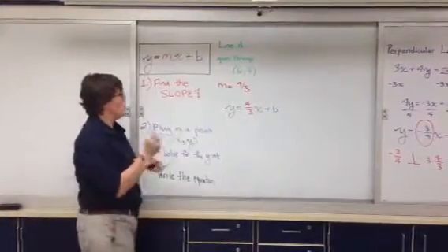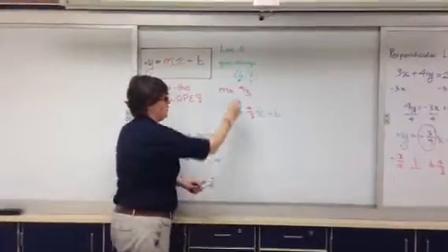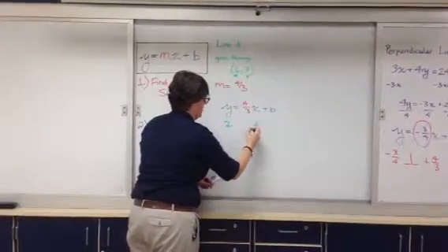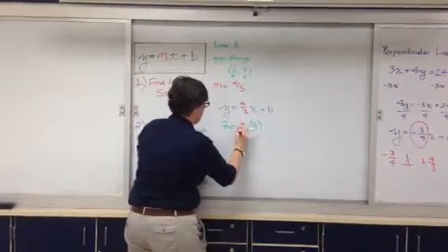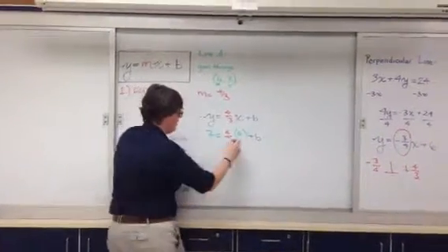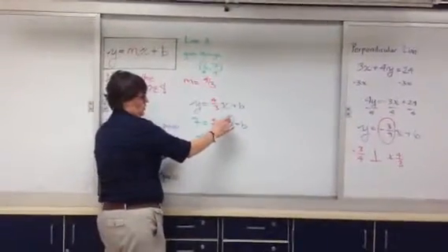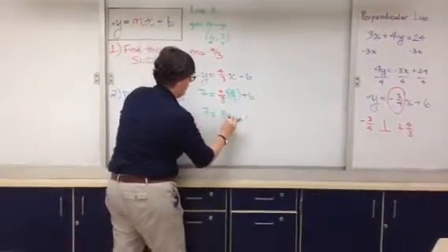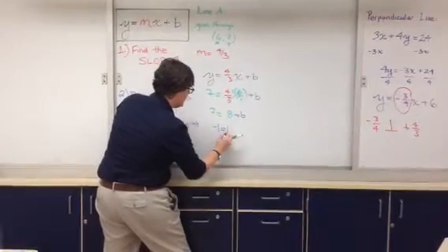We've been told that our line goes through the point x is 6, y is 7. So I replace y with 7, and I replace x with 6. Alright, so I get 7 is equal to 4/3 of 6 plus b. Make your life easy. Put this over 1. 7 equals, cross cancel, 4 times 2 or 8 plus b. Subtract from both sides. I'm going to get negative 1 is equal to b.